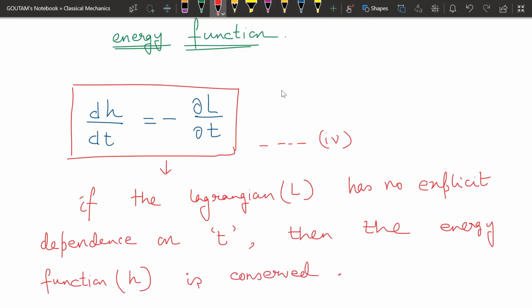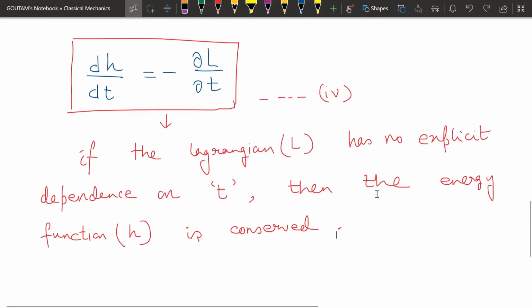conserved. So if the Lagrangian has no explicit dependence on time, in that case ∂L/∂t will be 0. That means dH/dt is 0, which means H is a constant quantity. So H is a constant of motion, or in other words, H is conserved. That's the conservation principle of the energy function. The energy function is conserved when the Lagrangian has no explicit time dependence.